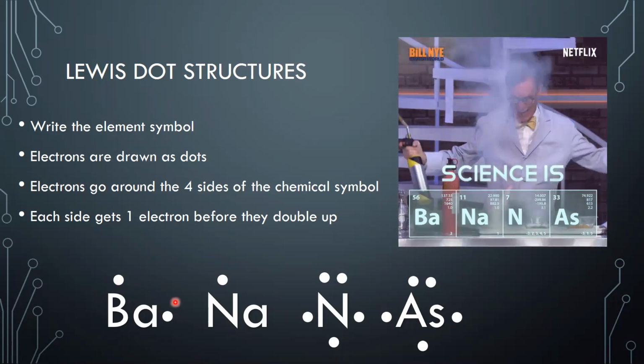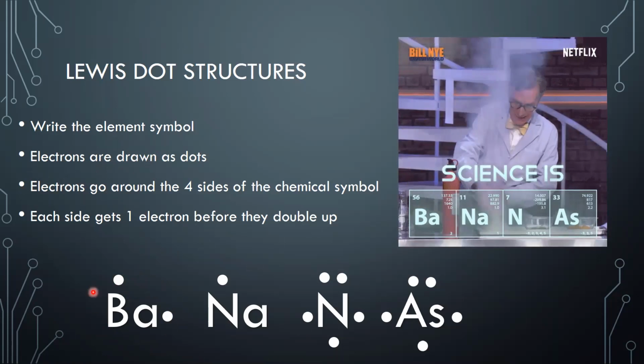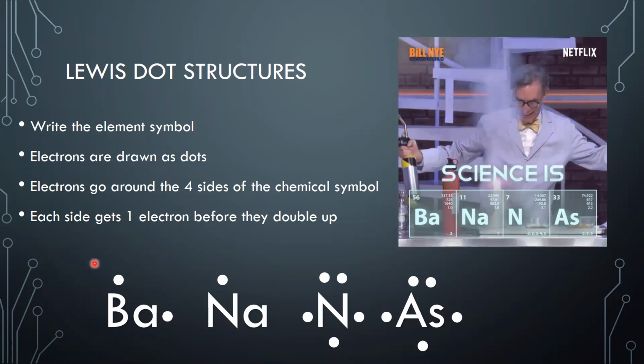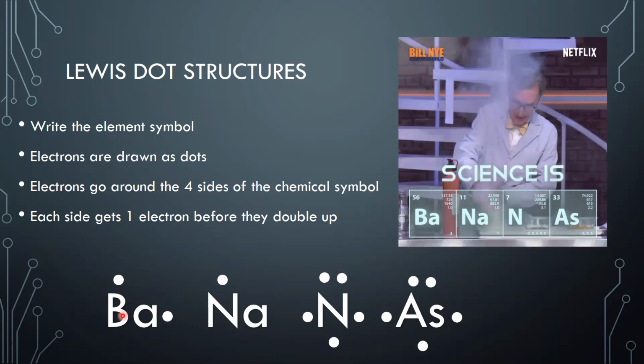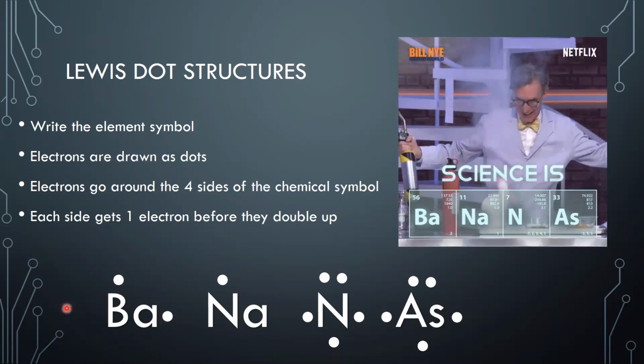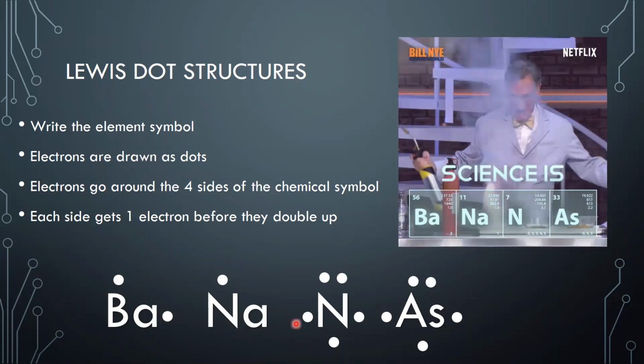So just think about the top, right, bottom, and left side as independent from one another. You place the electrons around until you run out of valence electrons to place. And here's the key. Each side has to get 1 valence electron before they double up.